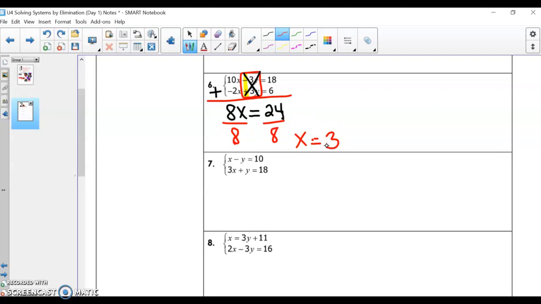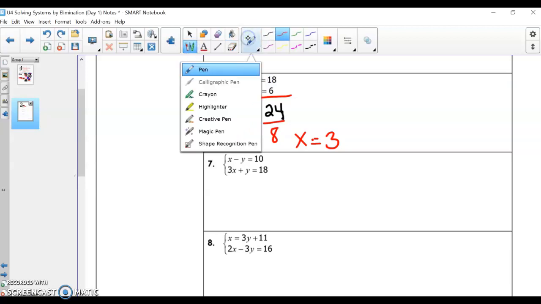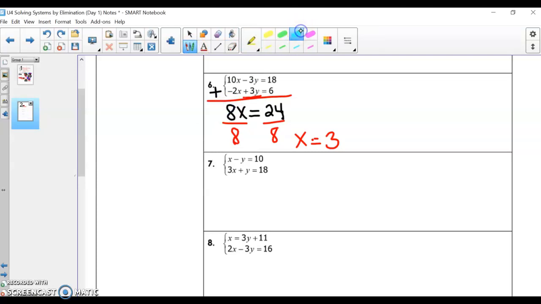Now, we're going to want to go back and look at one of these original equations and plug that 3 in for one of them. I'm just going to go with the bottom one. You could do the top one if you want, whatever you want to do. I'm just going to go with the bottom one because they're smaller numbers. So I'm going to take that 3 and plug it in for X in that bottom equation.